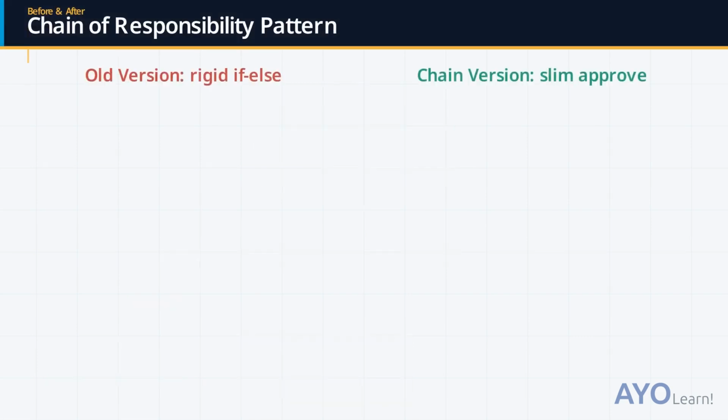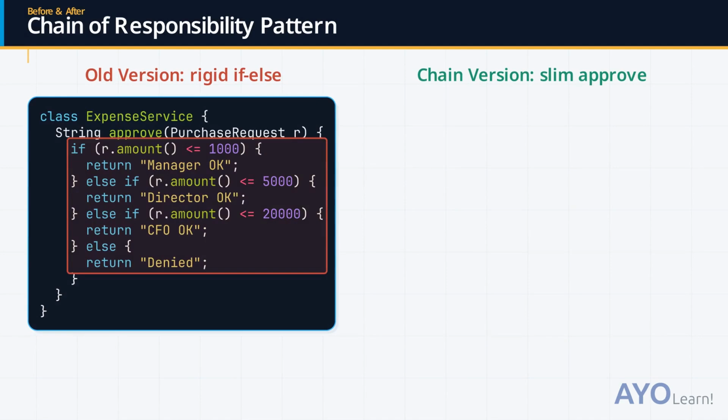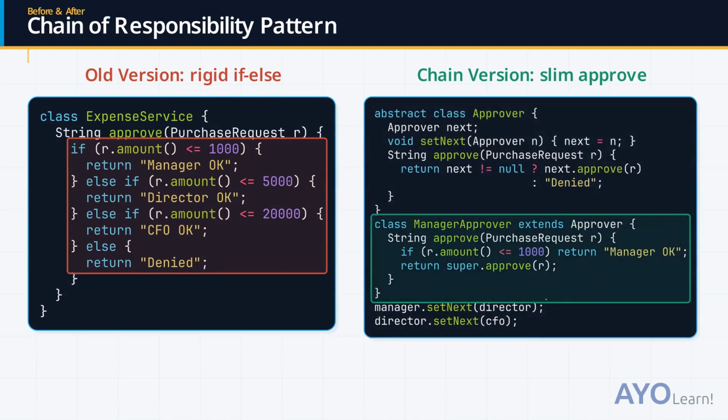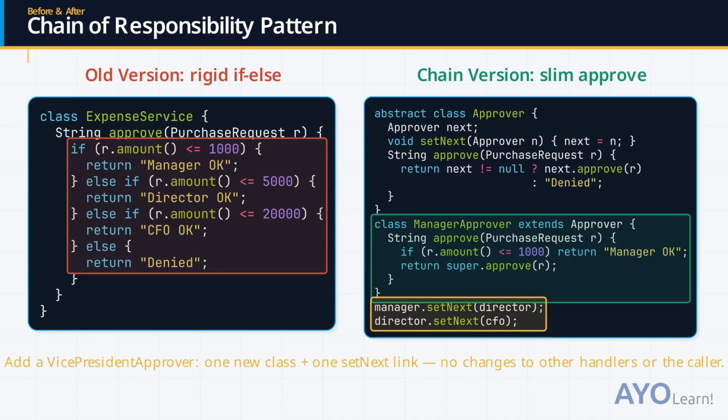Look at the old version, one approve method with a rigid, brittle stack of if-else branches. Compare the chain. Each approver has a slim approve, linked through setNext. Adding a vice president approver means writing one new class and inserting a single link. No changes to other handlers or the caller.